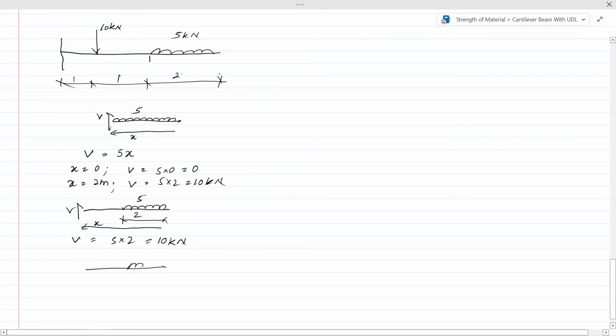Now let's calculate the shear force between the support and the point load. We consider the same segment like this. We have a V, here we have 10, here we have 5. The distance there will be 2 meters. From the equilibrium, V equals 10 plus 5 into 2, that is 20 kilonewton. Right, now let's draw the shear force diagram.